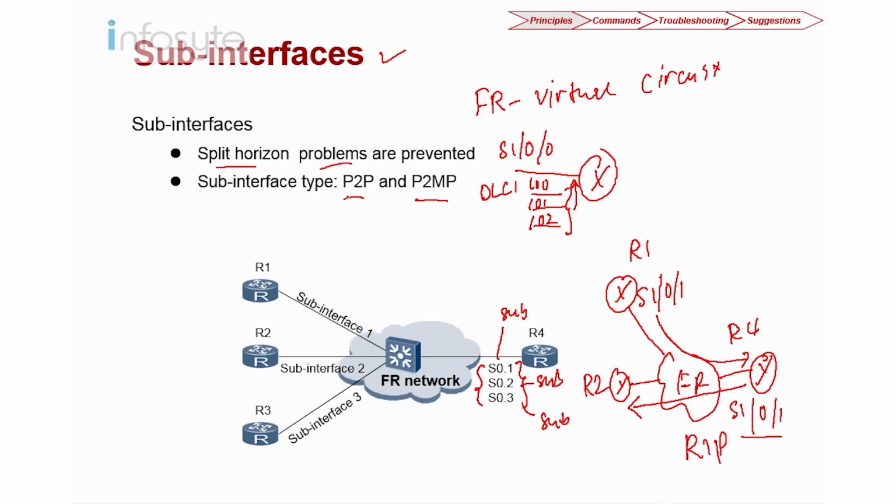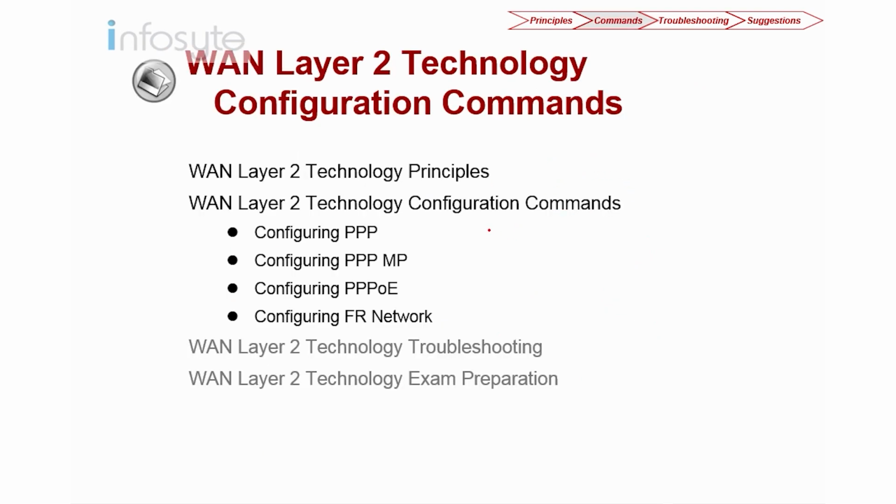So later in the lab, we are going to look into how we can map the DLCI to the sub-interface, and we will also look into how we can configure that on the hub and spoke, which is very important in your HCIE exam. So it's time for us to look into the configuration. I have multiple labs to show you. First, I'm going to show you the PPP configuration. Then I'm going to show you multilink PPP, the PPPoE lab, and finally the frame relay.